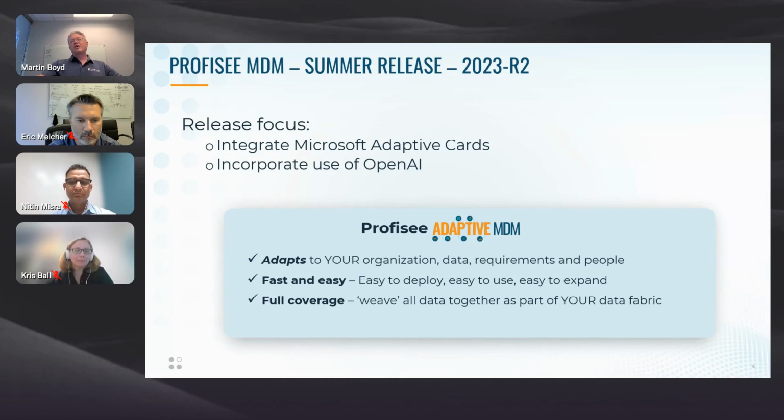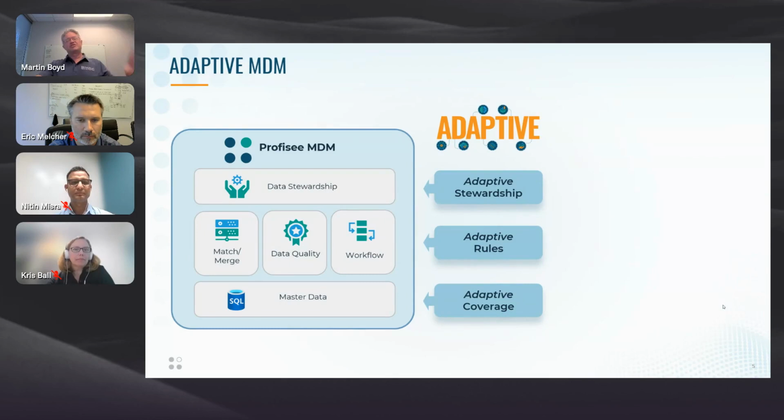So we think about adaptive MDM. I'll introduce that a little bit and then show you where these new features fit in. We think of MDM as having certain core features like master data models, match and merge capabilities, data quality, workflow, et cetera, where the models are being used to drive the data and the matching and merging of the data.